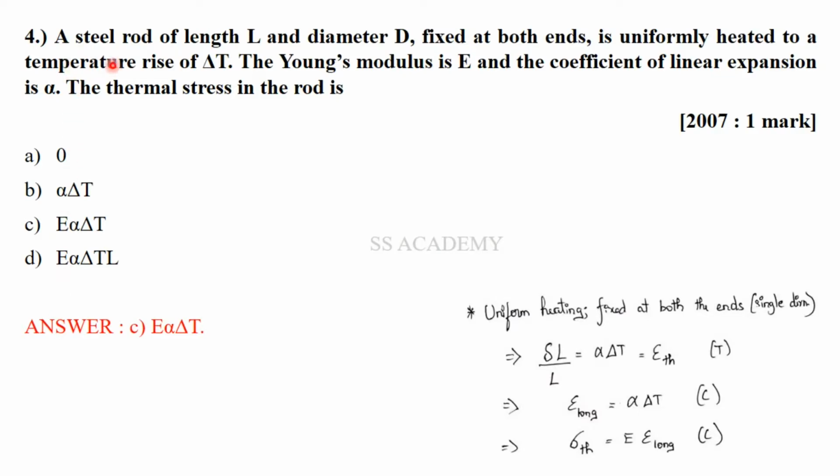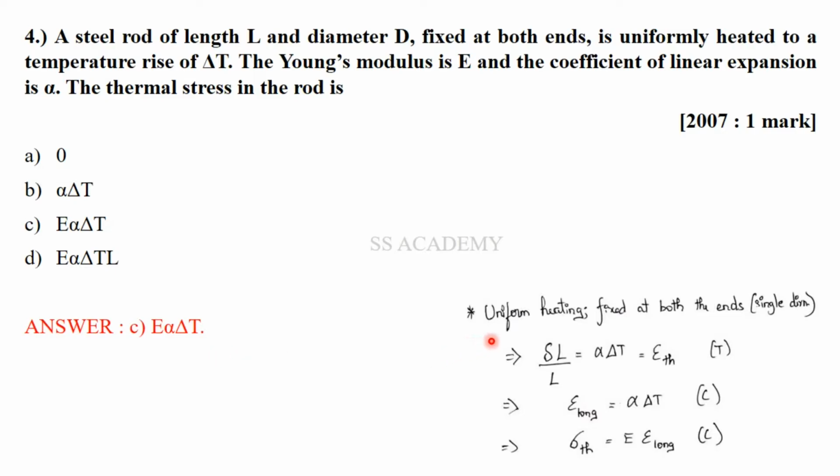A steel rod of length L and diameter D fixed at both ends is uniformly heated to a temperature rise of del T. The Young's modulus is E and the coefficient of linear expansion is alpha. The thermal stress in the rod is, here you can see it is fixed at both ends. So it comes under completely restricted expansion in one direction. It is a 2007 GATE 1 mark question. Just by knowing the condition, you can directly say that the thermal stress is E alpha del T. So C is the right answer.